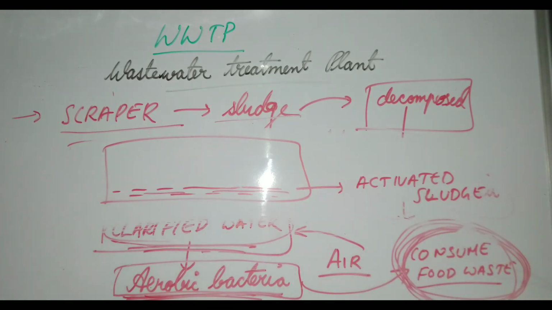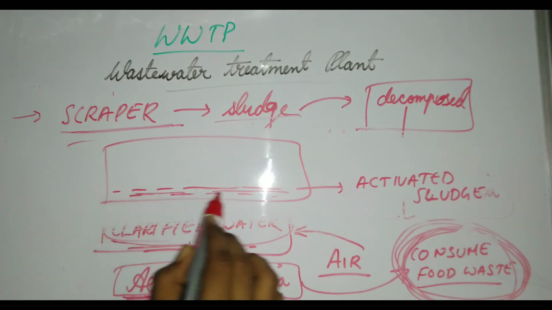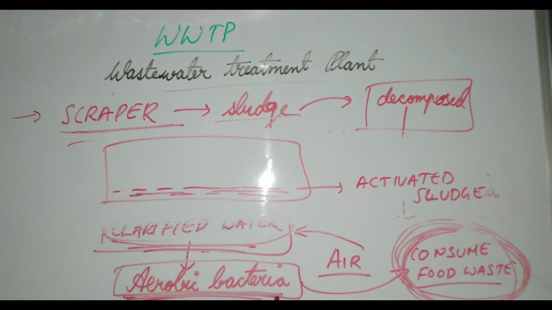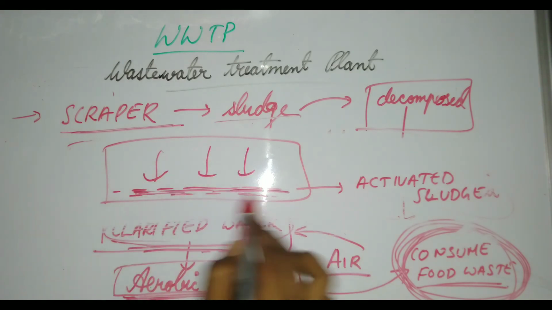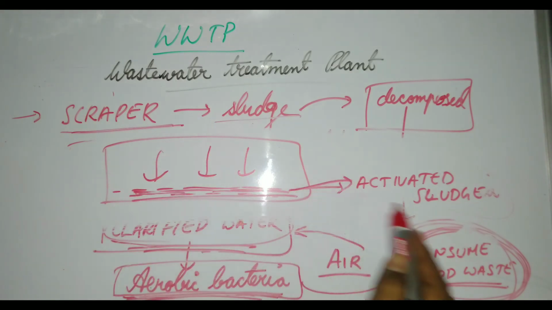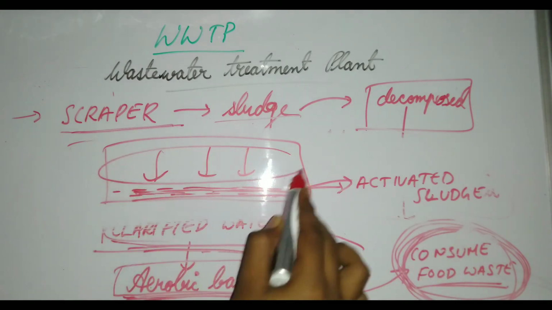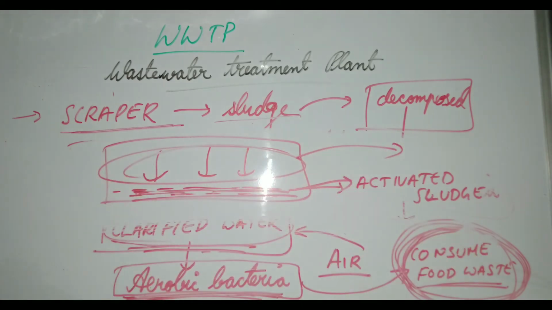Activated sludge. So we have discussed what sludge is. Sludge is nothing but the solid feces or solid material which is removed by the scraper, correct? So in clarified water, the aerobic bacteria will consume all the food waste and other unwanted material, and then settle down. So bacteria will settle down after some time. That is nothing but activated sludge.